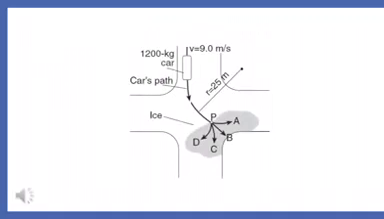A car is making a left-hand turn and hits a patch of ice at point P. The ice causes the car to lose its centripetal force. In which direction will the car move when it hits the ice? Since the car is moving in a circular path, when it hits the ice, it will move tangent to the circle towards point B.